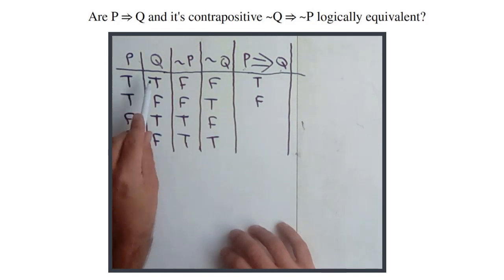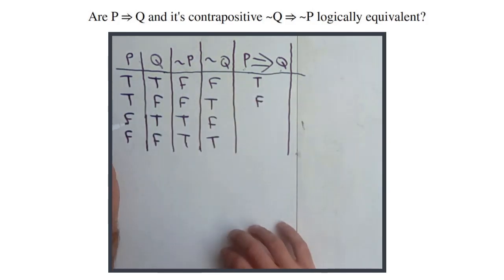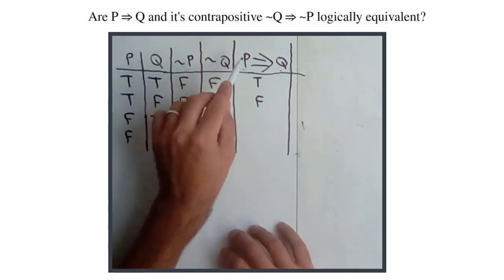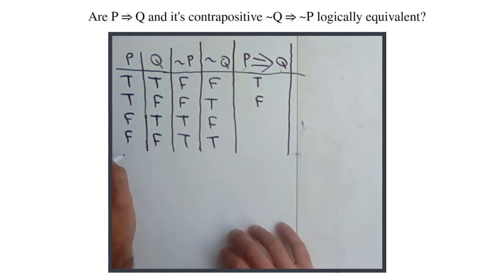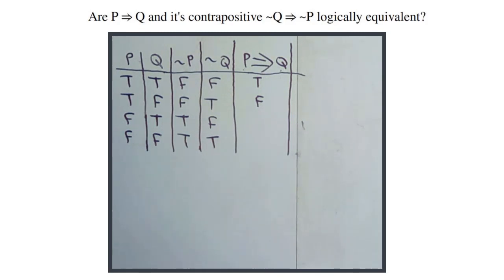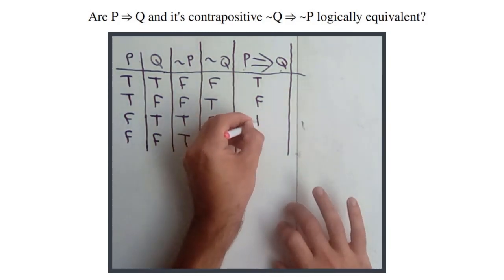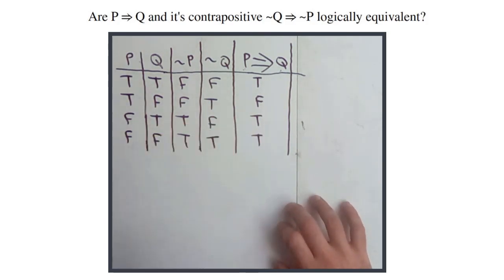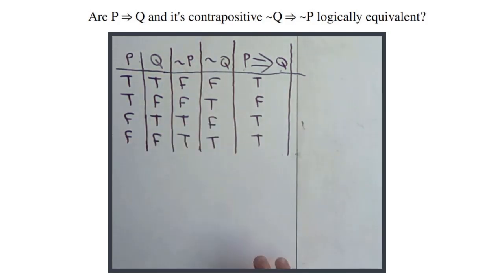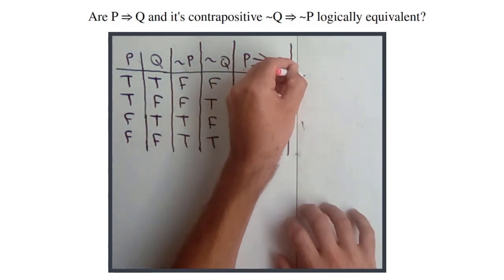So when this is true and that's true, of course it's true. When P is false, there's no way P implies Q can ever be false, since P is false in the first place. It's inconclusive, really. So this is true and true and true. So that is the column for P implies Q.